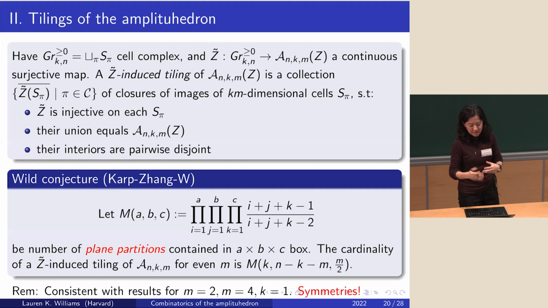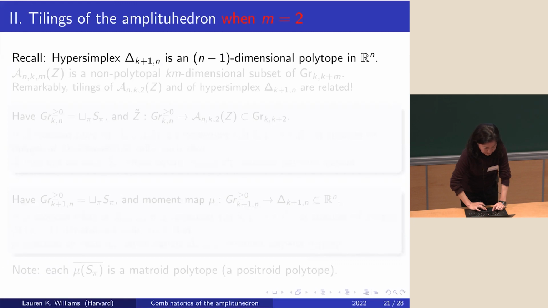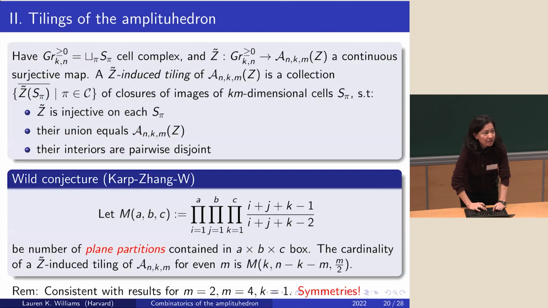And it also suggests some intriguing symmetries on the level of the amplituhedron as well. Okay. Any questions before I go on?